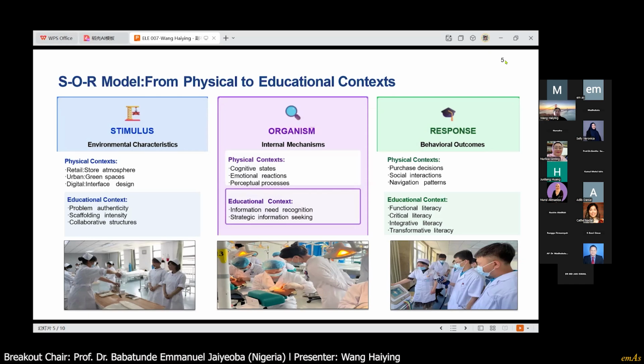So in summary, authentic problems create the why to search for information. Scaffolding provides the how to develop information literacy. Collaboration enables critical thinking.